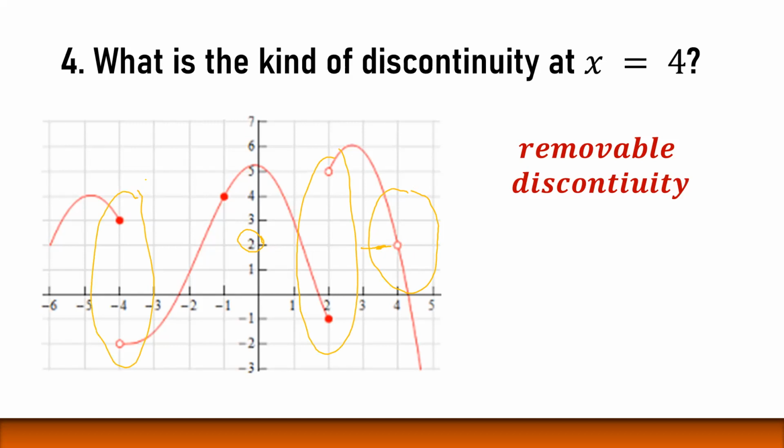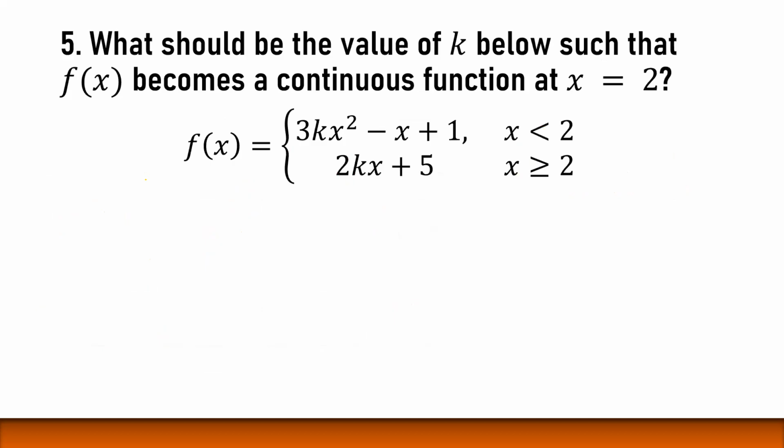Okay, what about at number 5? What should be the value of k below such that f of x becomes a continuous function at x equals 2? Okay, you can just pause the video if you want to have more time answering. But let's answer this now. Yan, so kunin natin yung f of 2. For f of 2, condition number 1, we'll be making use of this definition kasi nandito yung equality. Replacing our x by 2, that will be 2 times 2, kaya 4k plus 5.